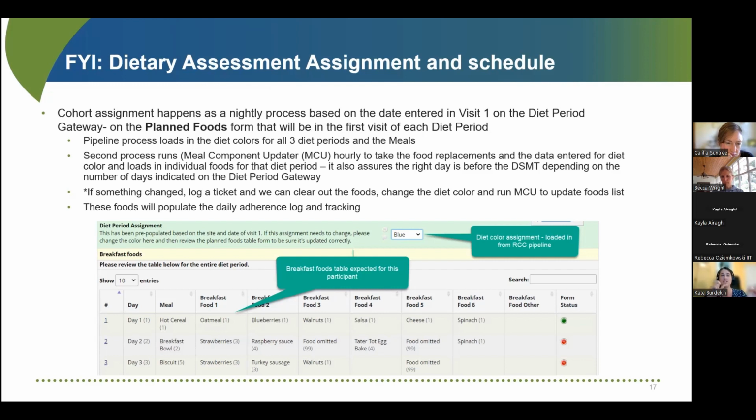So the reason I mentioned these 2-step processes is, let's say all of a sudden something changes, we need to change this person to orange. You would log a ticket. We would very easily sort of delete these tables, change the color to what it needs to be. We can rerun that second process, and it will load in the foods according to the new data that's been entered. And so I hope I'm not getting too far into the weeds, but what I'm trying to say is I think we're setting it up so that we can be flexible, because we've realized things will probably happen and we'll need to make changes.